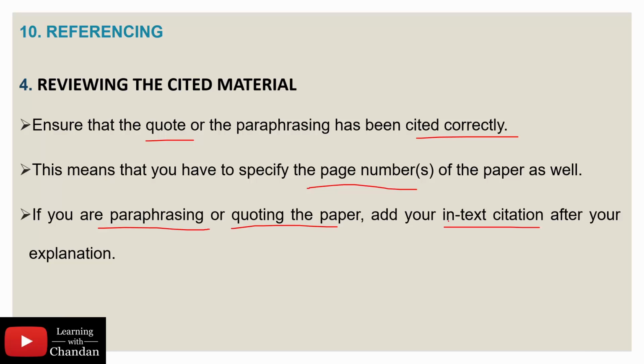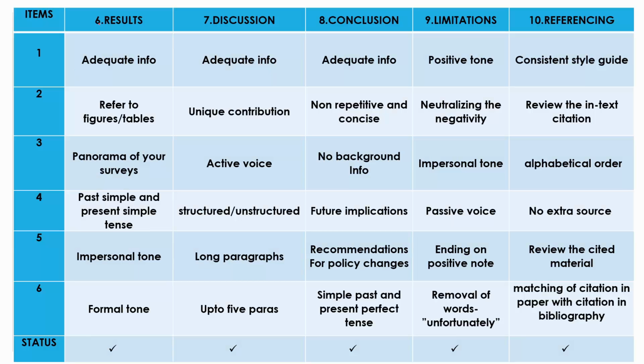It is important to maintain a checklist, a handy checklist, which can review the status of your proofreading for all the sections from results, discussion, conclusion, limitations, referencing. And you can also mention the status of your proofreading for all the subsections which are mentioned from number 1 to 6. This will keep the track of your proofreading level and you will not miss any subheading which needs to be checked and edited for.